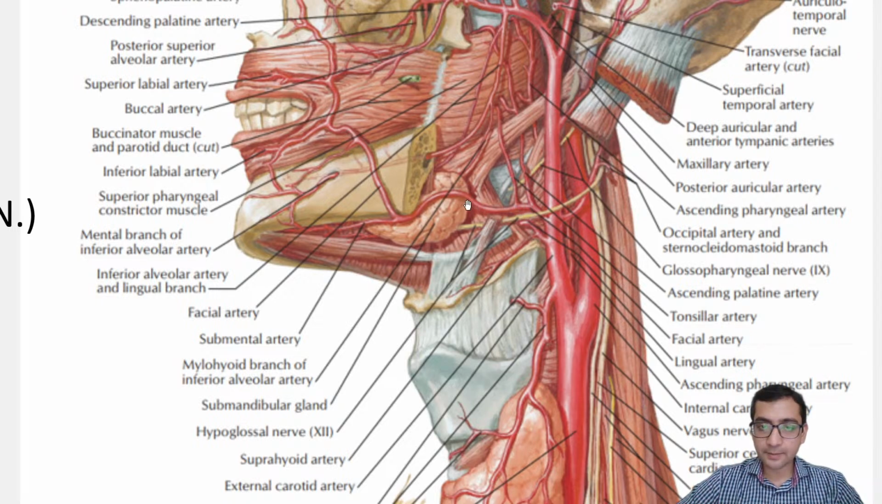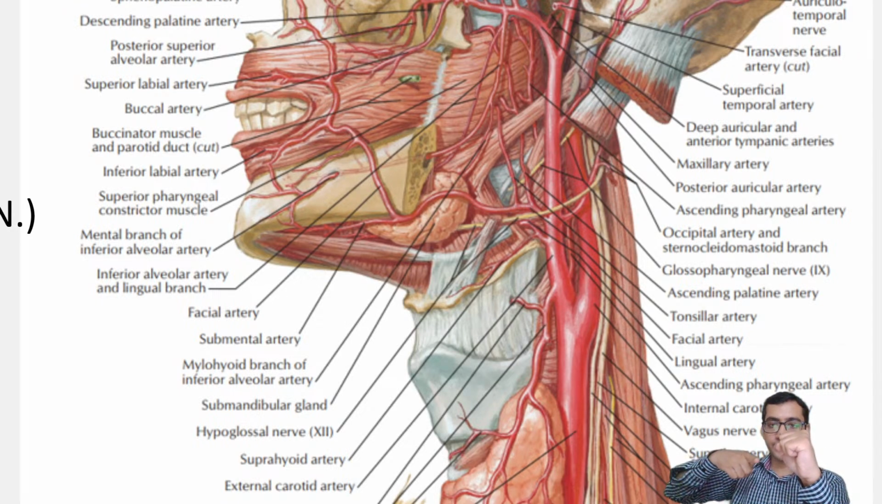Then it enters the submandibular fossa. Submandibular fossa is the same as the submandibular space, the submandibular triangle, the digastric triangle that we discussed in the previous lectures. It gets on the medial aspect of the submandibular gland. Let's talk about this picture. If this is the submandibular gland, this is the lateral aspect, this is the medial aspect. This is the lateral, superior, medial, inferior aspect.